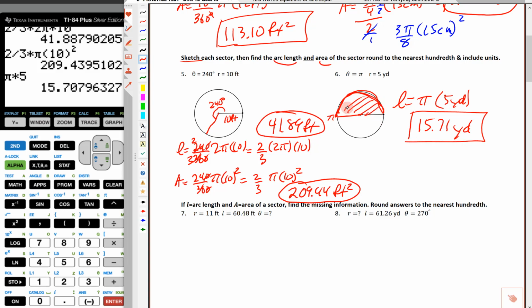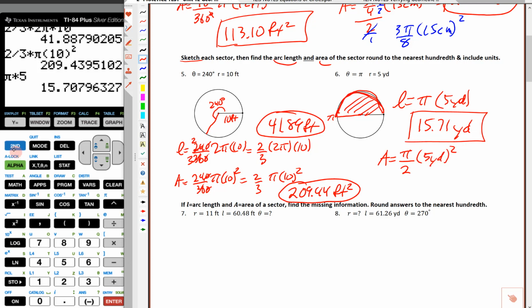And then the area would be this area in here, that sector. It's like half a pizza there. So the formula for area on this is going to be pi over 2. Remember, we take theta, divide by 2, and then we do times r squared. So in this case, this is going to be 5 yards, and we're going to square that.